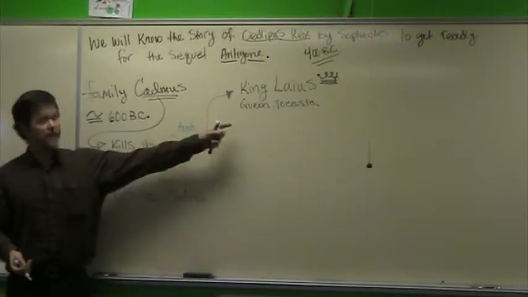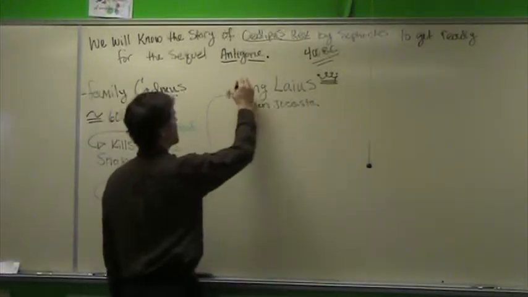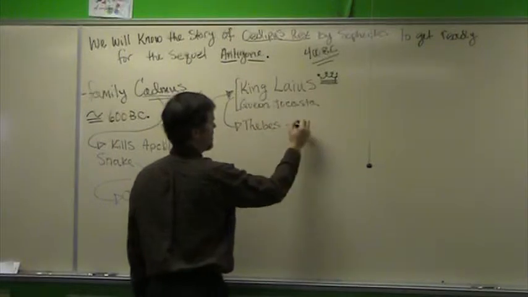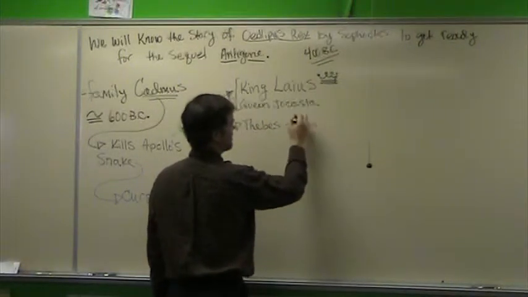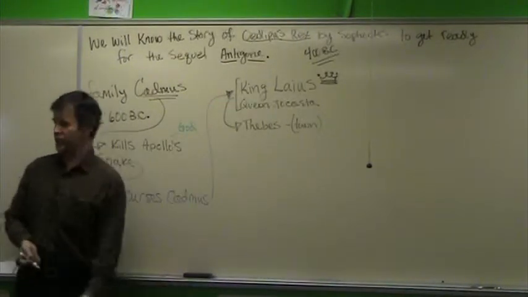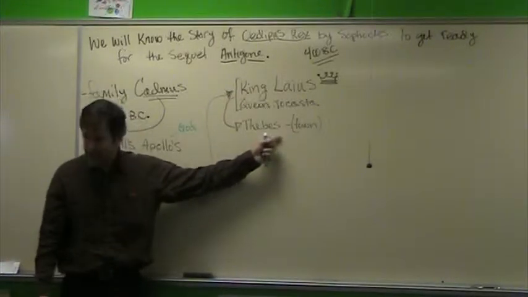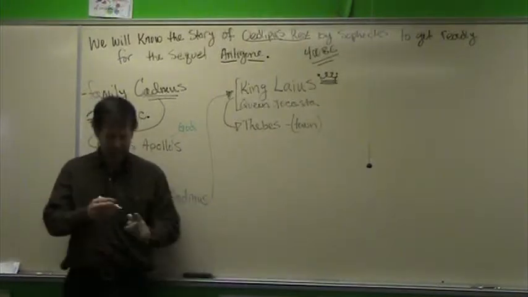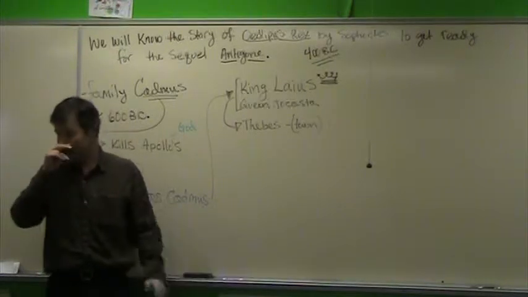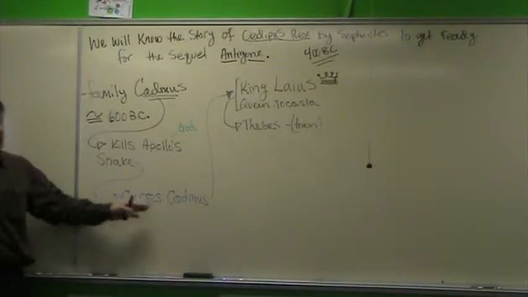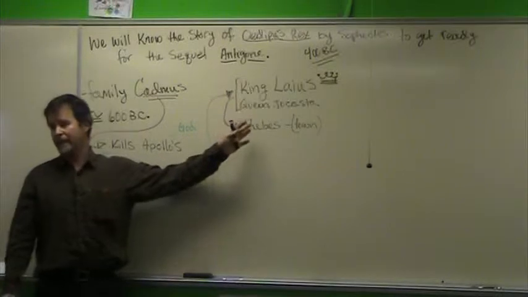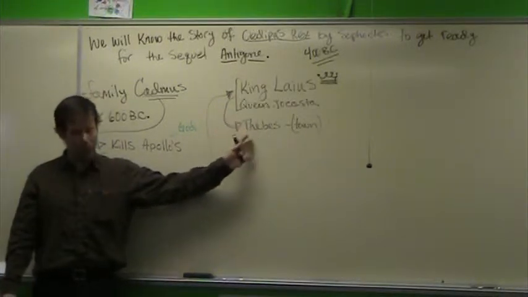Jocasta and King Laius are the king and queen of Thebes. This is the town, the city-state, if you will. I'm going to call it a town for now. King Laius and Queen Jocasta are king and queen of the city of Thebes, an ancient Greek town. And what happens is Jocasta gets pregnant, and they're worried about the curse. Laius's great-great-great-grandfather killed Apollo's snake, and so suddenly they're pregnant and worried, okay?